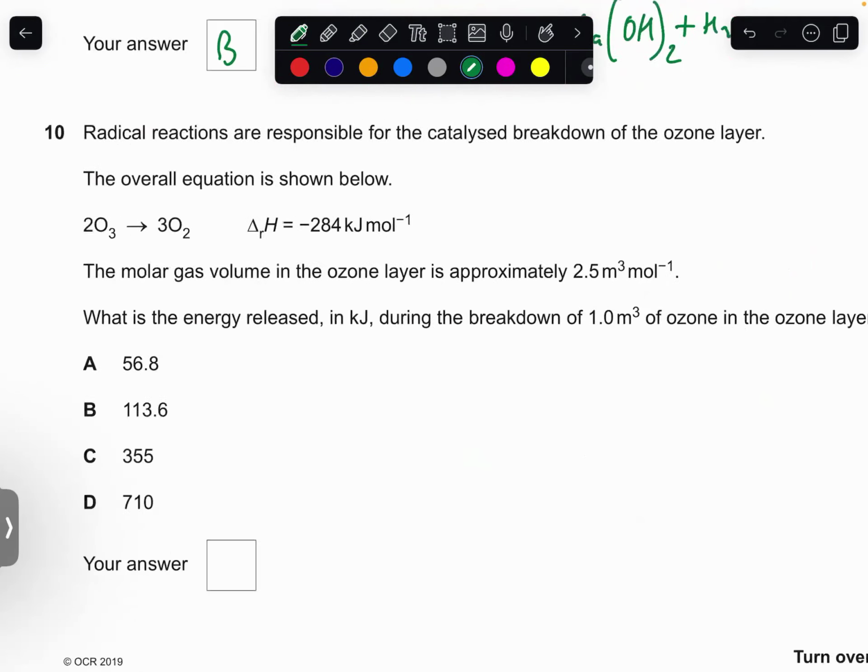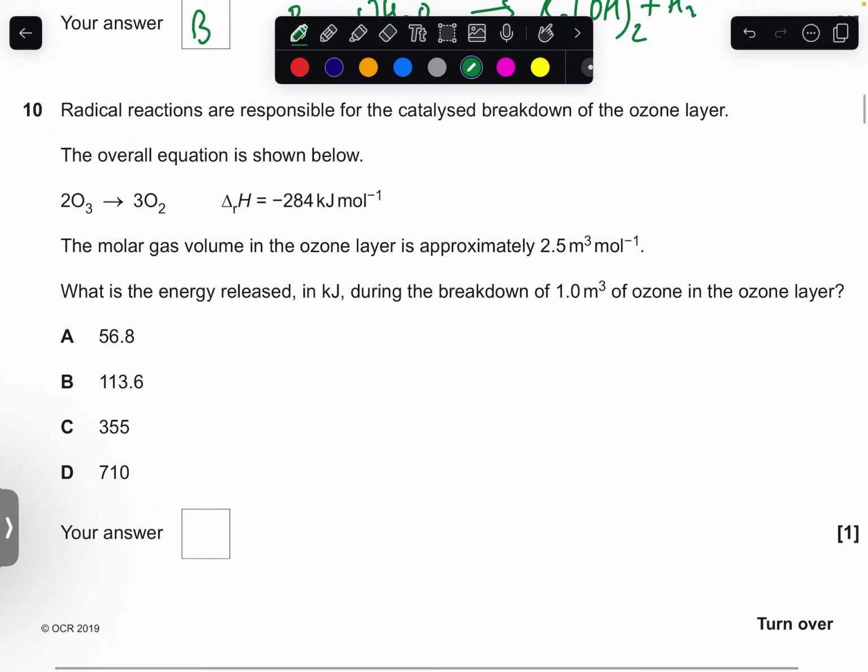Right, even this is a 1 marker. In the exam, you would have less than a minute to answer this. Let's say a minute to answer this. There's quite a bit going on here. It's asking, what is the energy released in kilojoules during the breakdown of this much ozone?